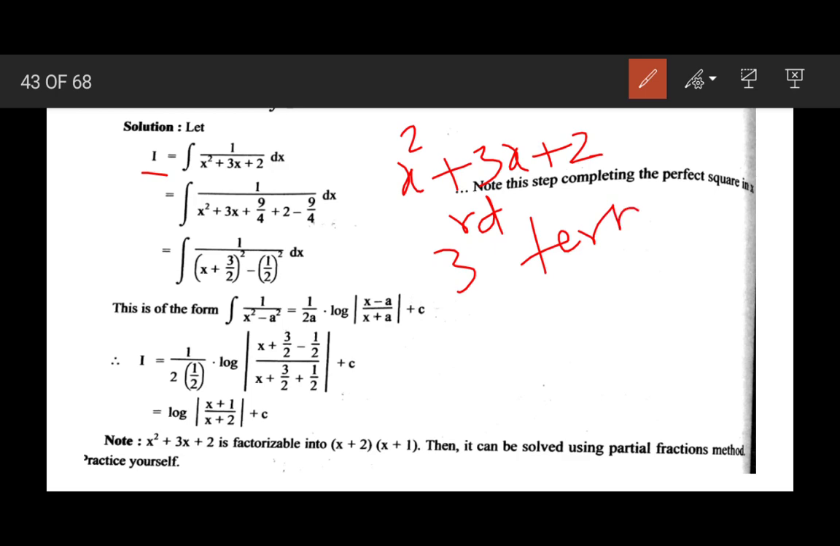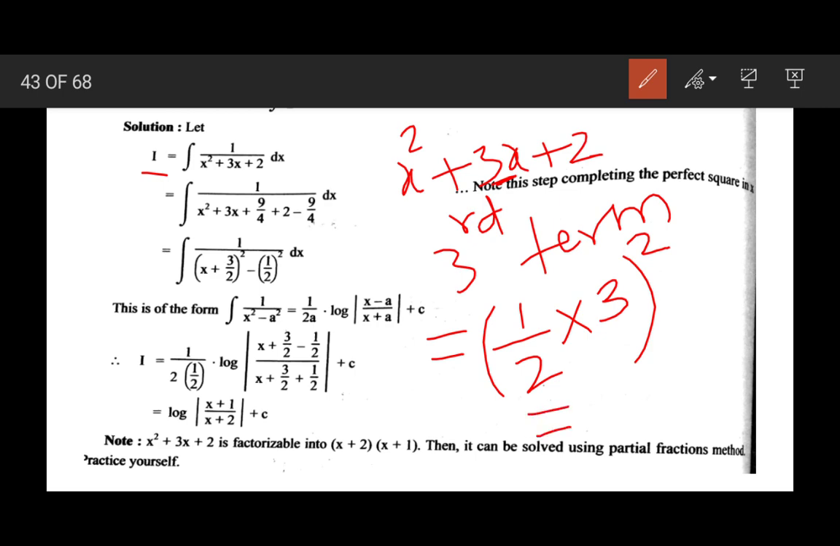The third term formula is equal to half into the coefficient of x. The coefficient of x is 3. So half into 3 the whole square, that is equal to 3 upon 2 the whole square, which is equal to 9 upon 4. Now what I have to do, I have to add this 9 upon 4 and subtract this 9 upon 4. So plus 9 upon 4, then minus 9 upon 4.